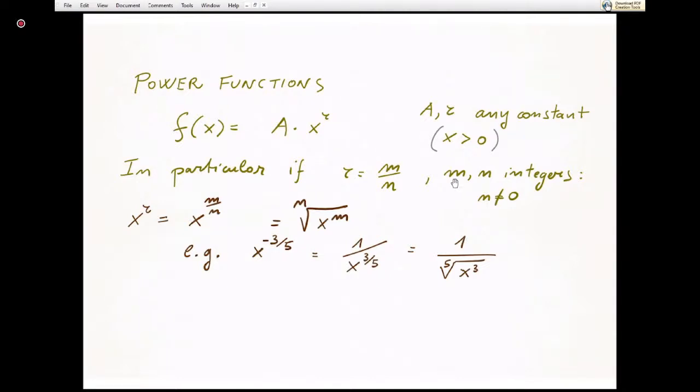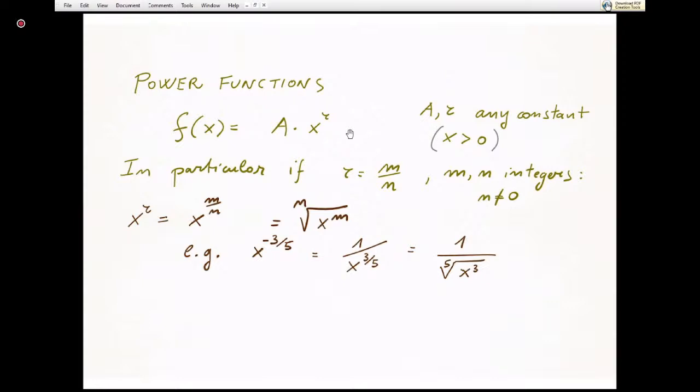In particular, if this exponent, which is a real number, is the ratio between two integers, positive or negative, m over n, and n in the denominator is different from 0, then we have an exponent expressed as a fraction. We can write our power function, assuming the constant capital A equal to 1 for simplicity, x to the power of r is x to the power of m over n, so it is the nth root of x to the power of m.